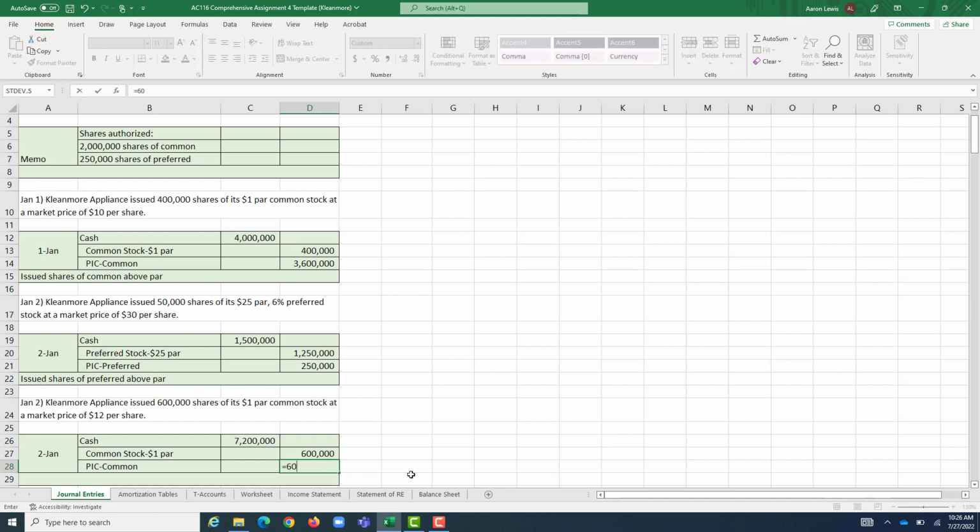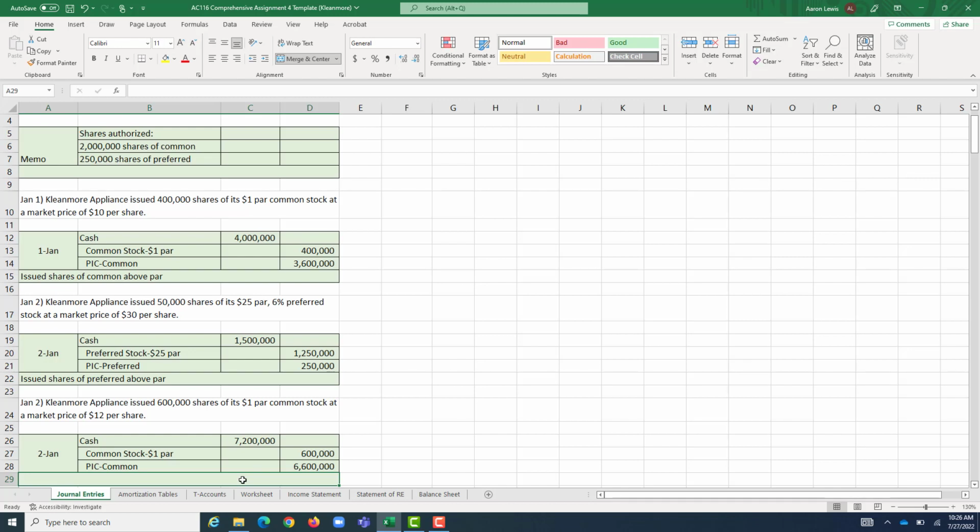If we take the number of shares issued, 600,000, and multiply it by the difference between our issue price, our market price of 12, and our par price of 1, we come up with 6.6 million. We're issuing at $11 above par. $11 times 600,000 shares is $6.6 million of that 7.2 million that is above the par value of our issued shares, or in excess of that par value. It is our paid-in capital. And we have $7.2 million of debits, $7.2 million of credits. We're good to go here.